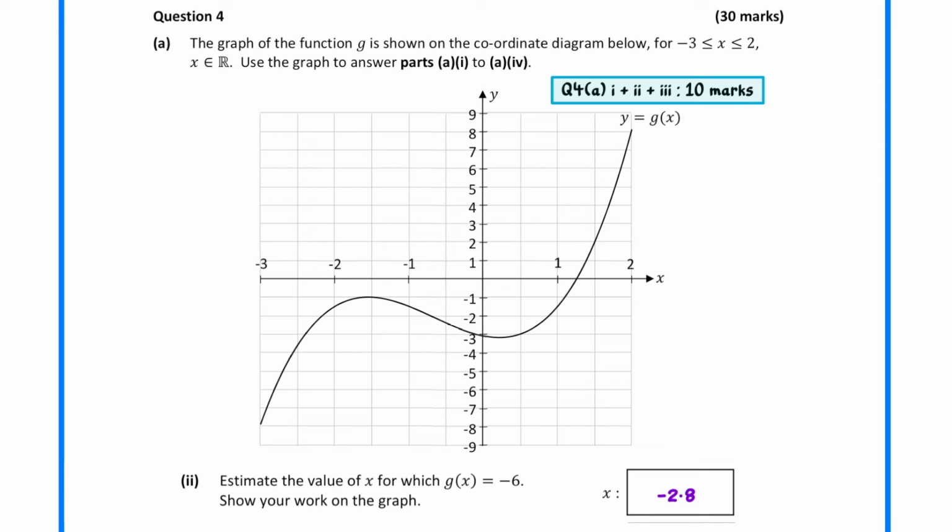In part 2, we must estimate the value of x for which g of x equals minus 6. Here, we draw a horizontal line at minus 6, and then draw a vertical line where it meets the curve. The x value here is approximately minus 2.8.